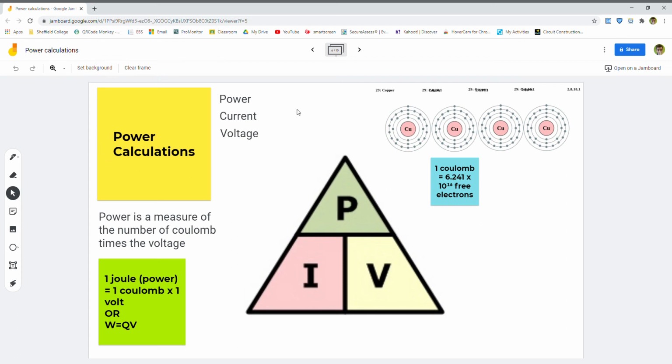Right then, so today I'm going to be looking at power calculations. Just before I get into the power triangle and exactly what power is, I'm just going to go through these few little bits here.